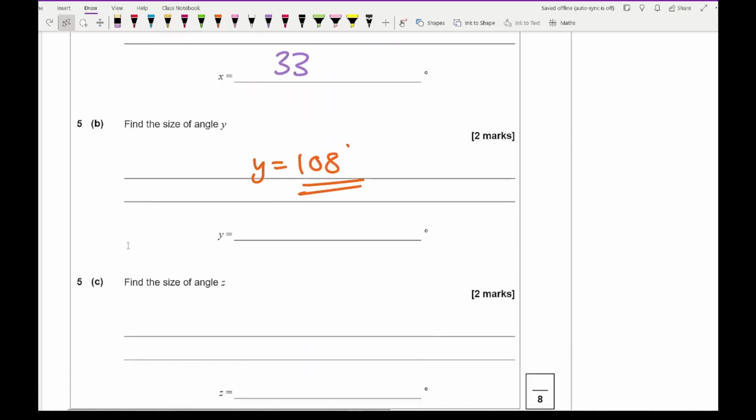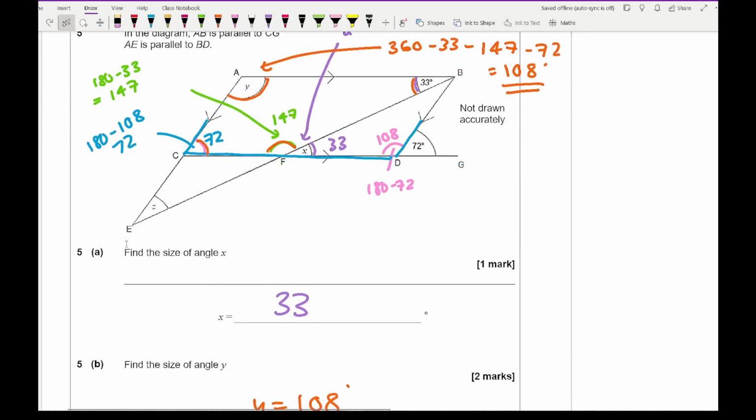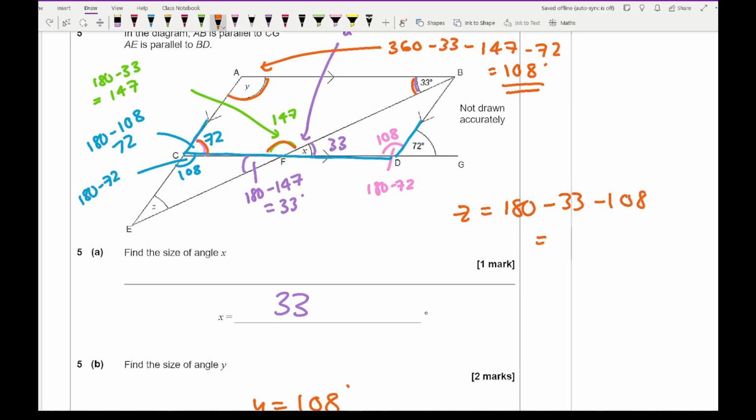Then moving on to question 5c, it says work out the angle of Z. So from this I can work out what this angle here is, because that's going to be 180 minus 72, which is 108. I can then work out what this angle here is by doing 180 minus 147, which is 33. Then angles inside a triangle add up to 180, so Z is going to equal 180 minus 33 minus 108, which gives me an answer of 39. So Z equals 39.